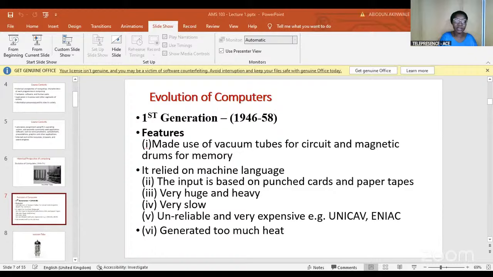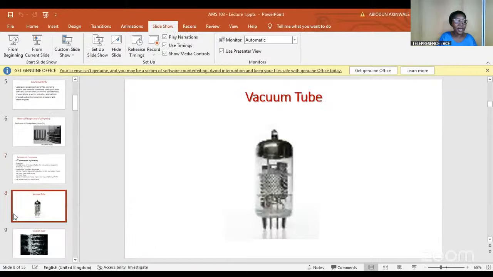We want to move to the next slide. So you've seen the picture there of how the first generation computer looked like, unlike what we have today, that everyone carries his own laptop of different sizes and capacities all around. Okay, and then so we are moving there.